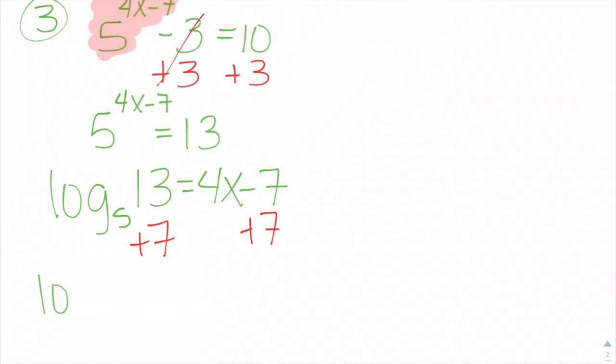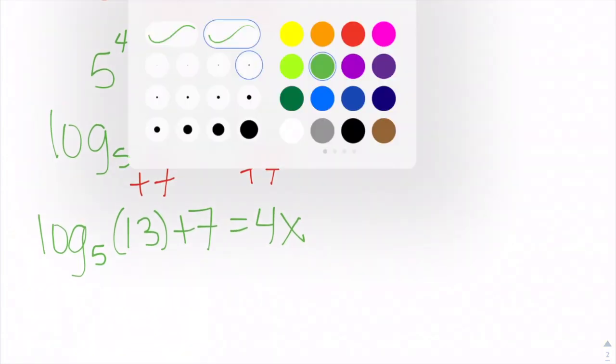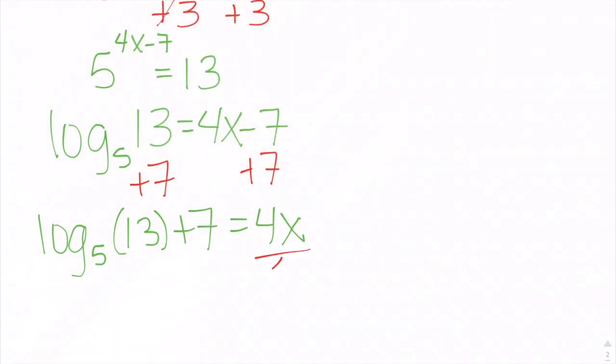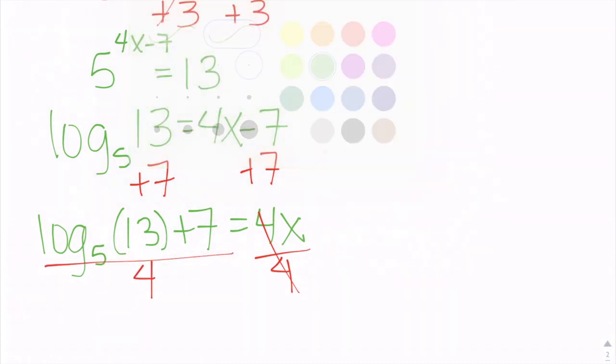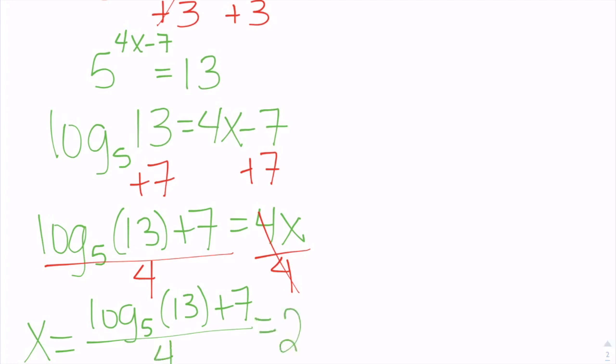So now we have log base 5 of 13 plus 7 equals 4x. And now divide each side by 4. And so you get that x is equal to log base 5 of 13 plus 7, divided by 4. And when you put that into your calculator, you're going to get 2.148. And so this would be your final answer.